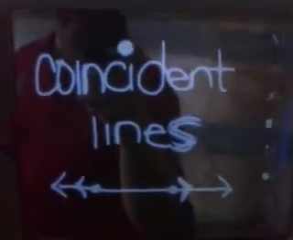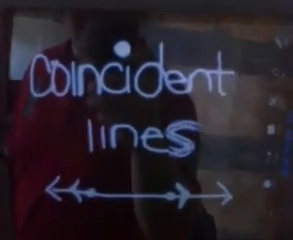Coincident lines. These are two lines that coincide with one another. An example of coincident lines is this. Two lines that coincide with one another.